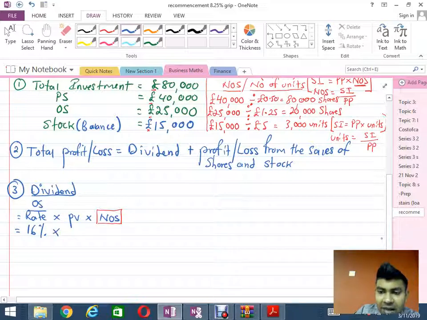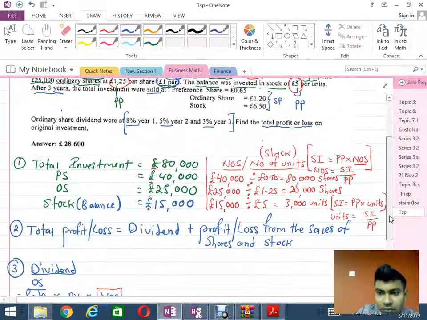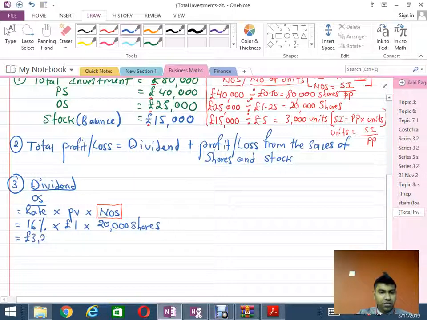So what's the par value for ordinary share? There, £1. So £1 comes here, times with number of shares, which is 20,000 shares. So how much here? So you get 3,200.